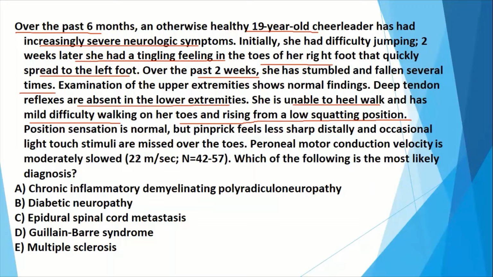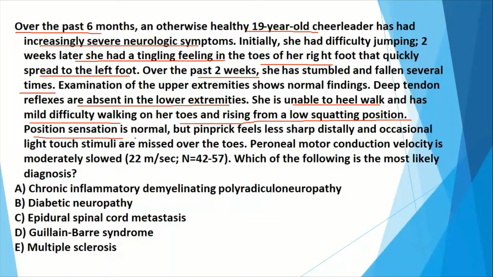And again, the question says that she is also having problem with toe walking. She is unable to walk on her toes. It means there is also a problem with the tibial nerve, right? So the tibial nerve is injured, the common peroneal nerve is injured, and she is also having problem with the proximal muscles, like you can say gluteus medius, gluteus maximus. She is unable to stand from the sitting position, from the squatting position, right?